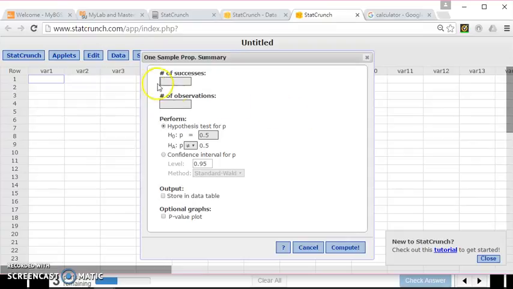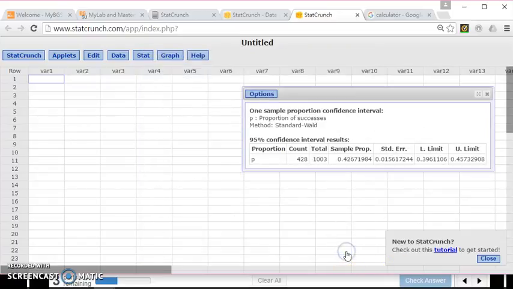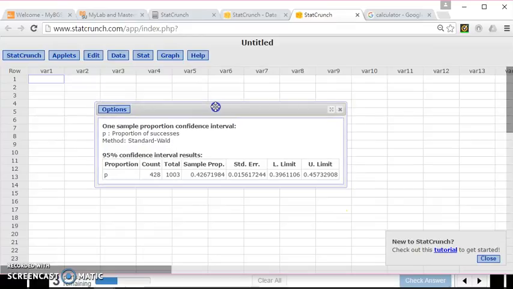And right here, we want to input the number of successes. Remember, 428 of them said it would hurt a lot. So the number of successes over here would be 428. Number of observations would be the total number of observations. That's 1,003. And we are looking at a confidence interval. We want to construct a 95% confidence interval, so level right here will be 95%. Don't worry about the method here. And hit compute.